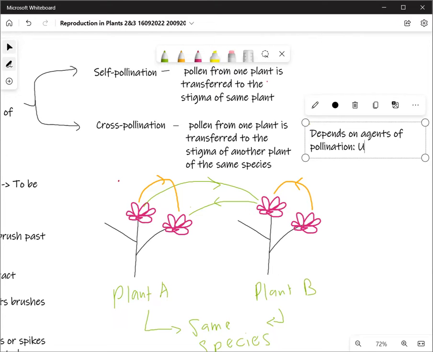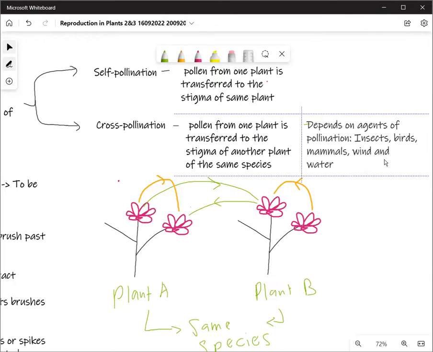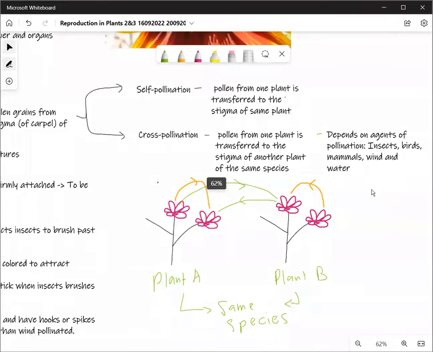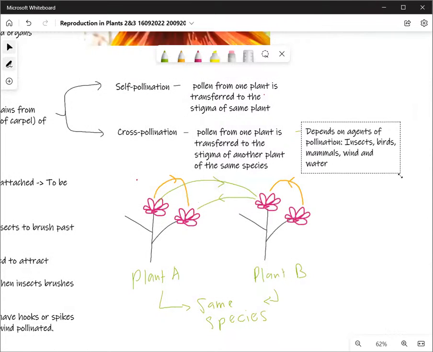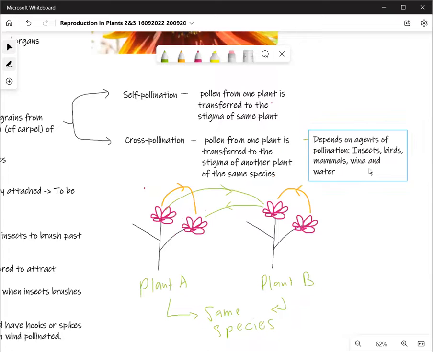These are insects, birds, mammals, wind, and water. That's it. Now you need to know all these agents of pollination as well. So write them down.